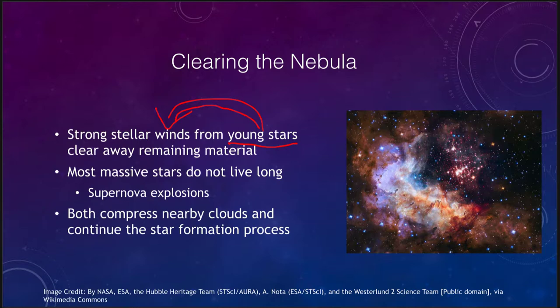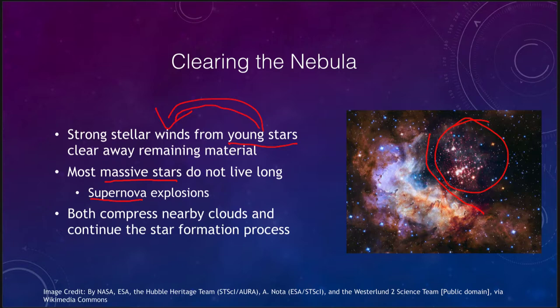Many of the massive stars do not live very long, only a few million years, and they will undergo what we call a supernova explosion, where they will implode as they build up iron in their core and then massively expand back out. Both of these serve to compress nearby clouds and continue the star forming process. So we can see in the image a star cluster that is forming, and as its radiation pressure pushes out, it pushes back against the nebula and the material left behind. And that material then gets compressed and more star formation continues to go on.